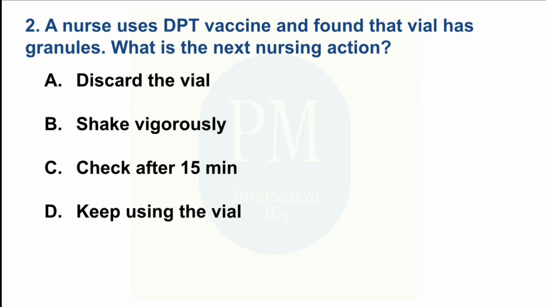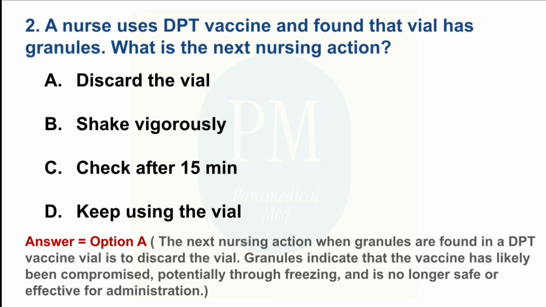A nurse uses DPT vaccine and found that vial has granules. What is the next nursing action? Option A, discard the vial. Option B, shake vigorously. Option C, check after 15 minutes. Option D, keep using the vial. The correct option is option A, discard the vial.